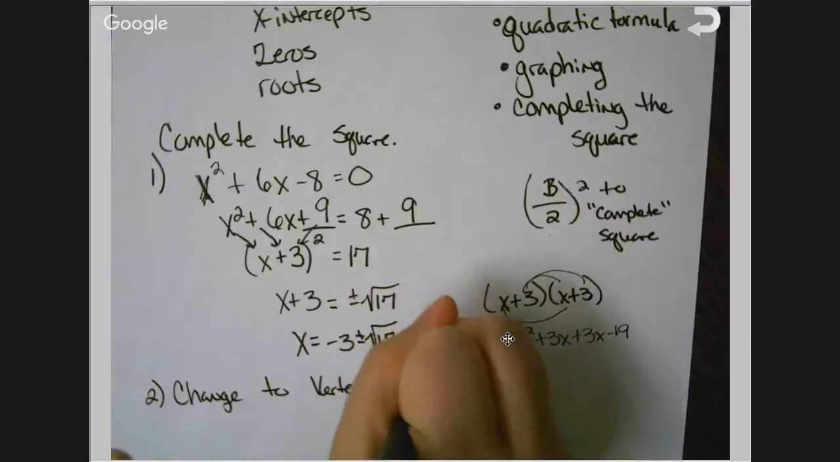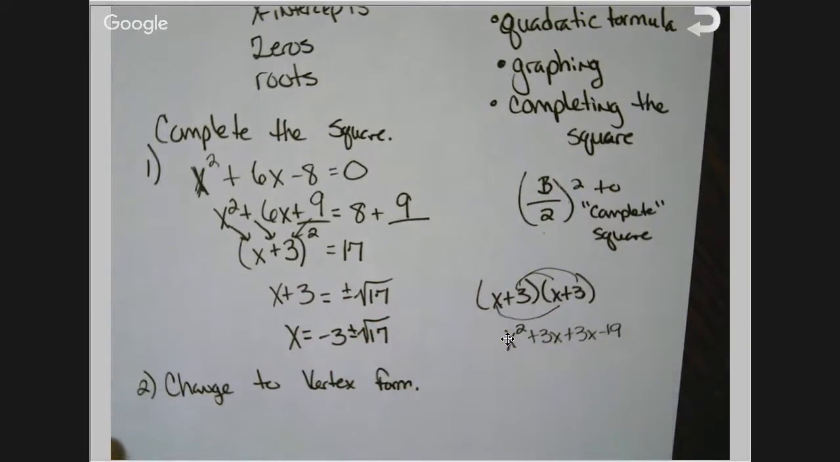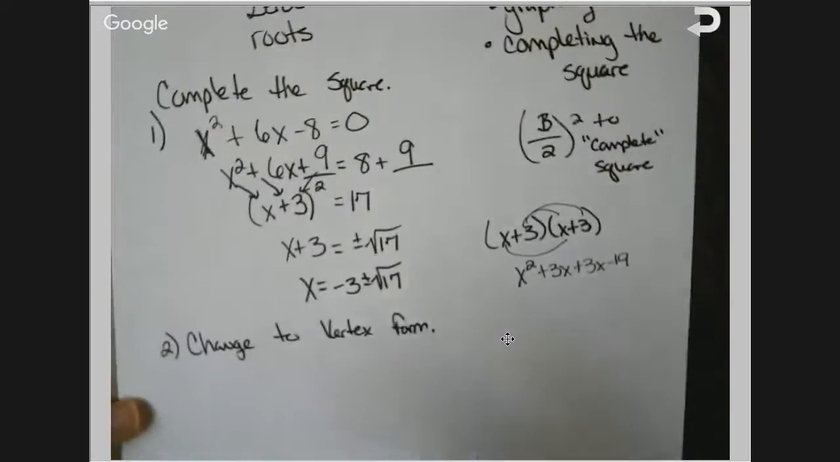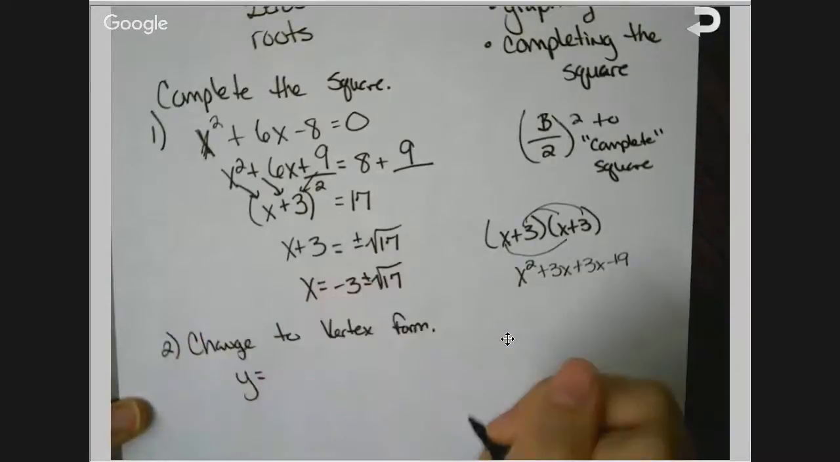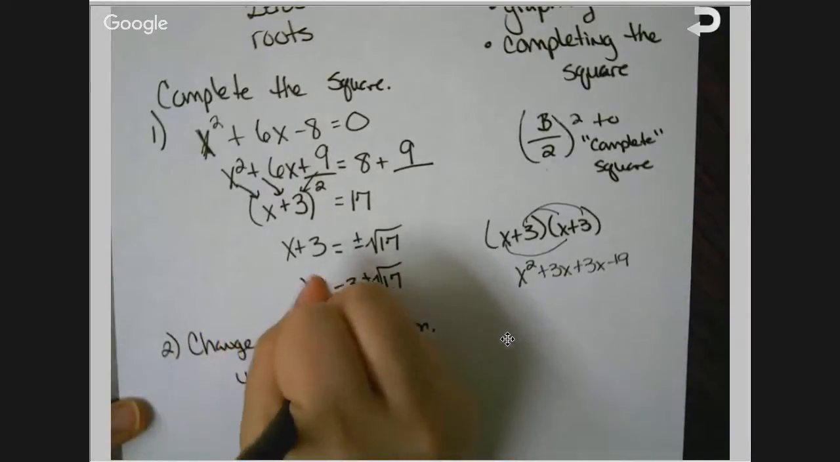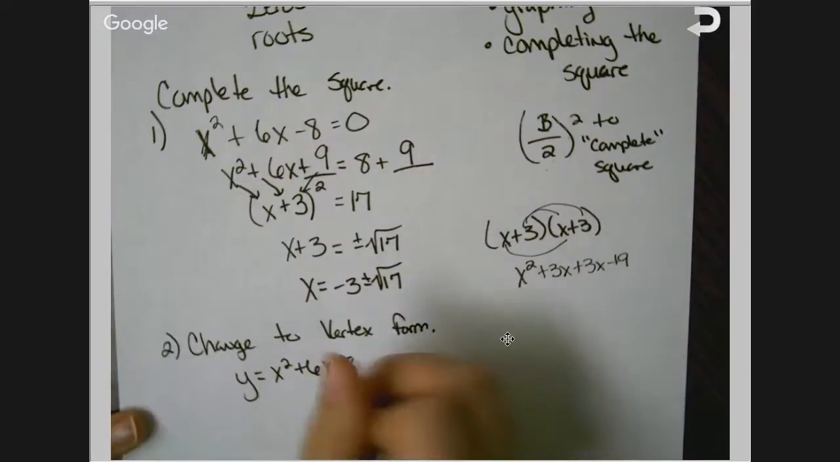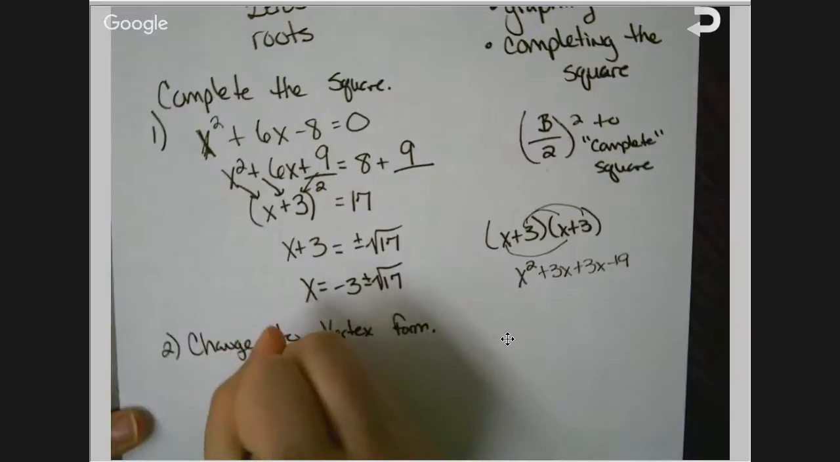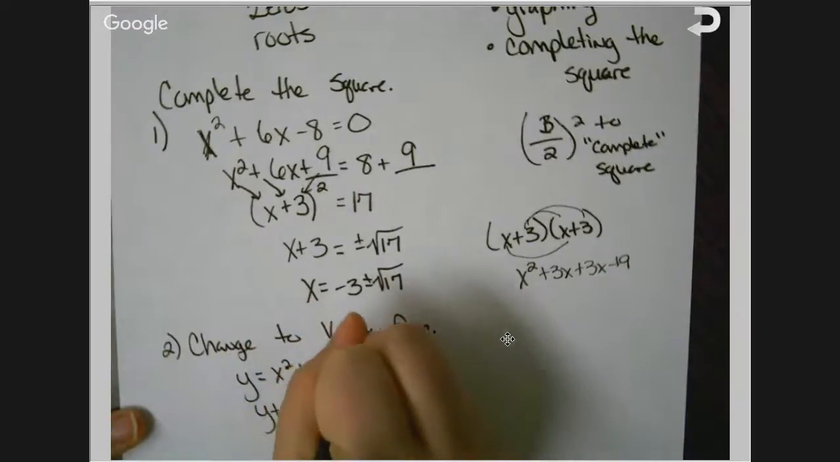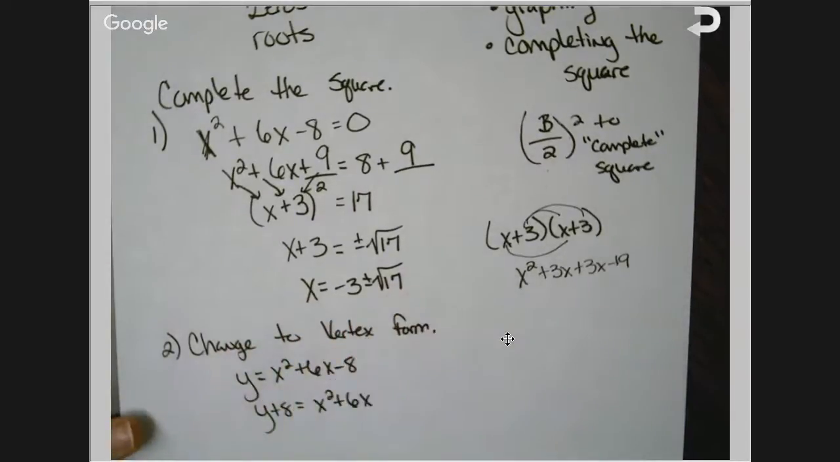I want to use the same example that we just did so you can see a side-by-side comparison. I would have y equals x squared plus 6x minus 8. That would be my standard form. If it was in factored form, multiply it out before you start switching it. I would move 8 over, so y plus 8 equals x squared plus 6x. So my first step is still the same. I still moved 8 over, right?